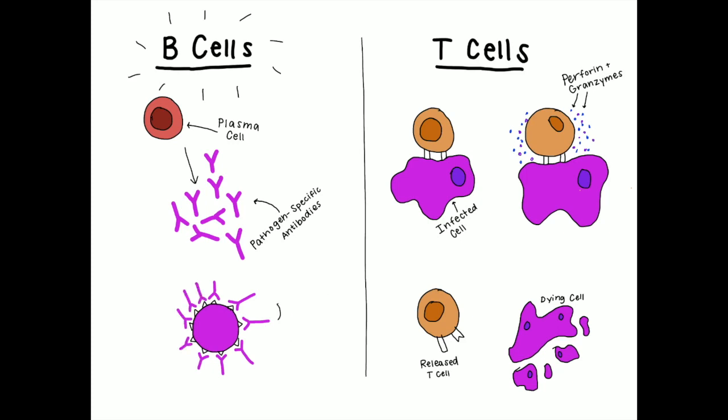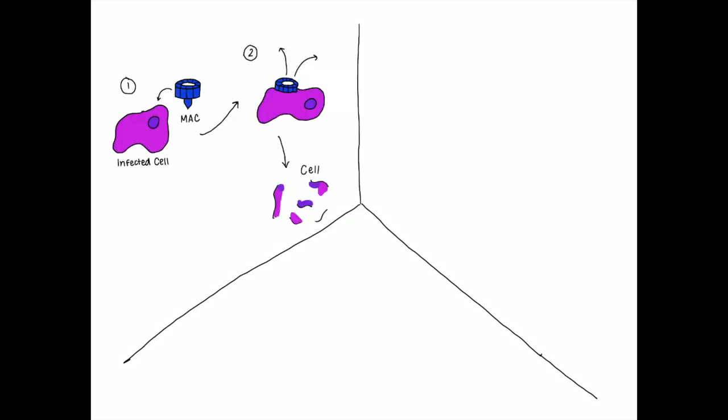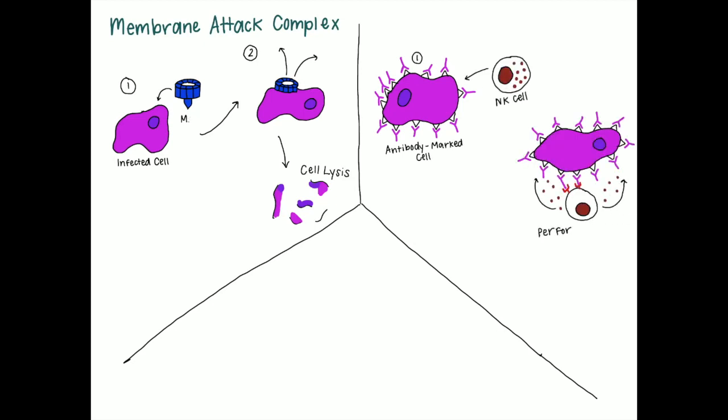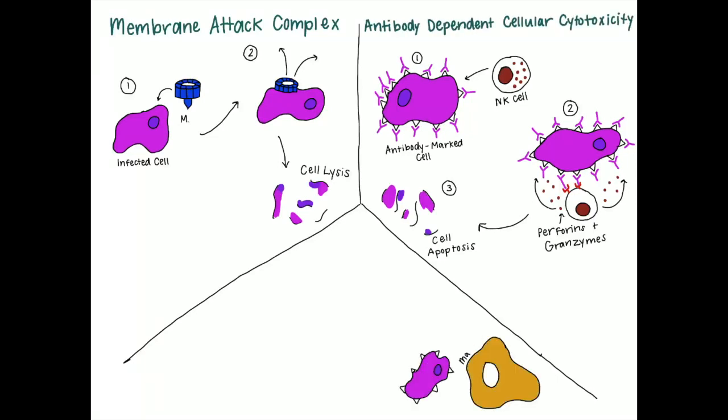It may seem counterproductive, but the antibody serves as a signal for the rest of the immune cells in the bloodstream. Now, the antibody can mediate mechanisms such as the membrane attack complex, antibody-dependent cellular cytotoxicity, or opsonization, all of which result in the foreign pathogen being removed from the body in one way or another.